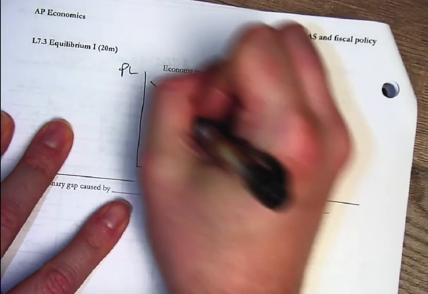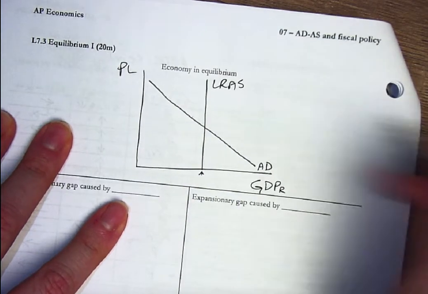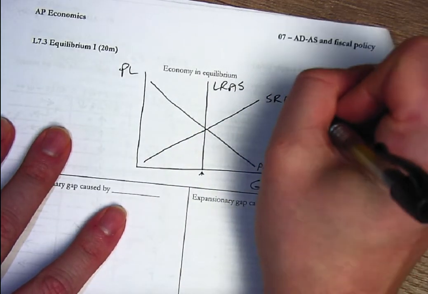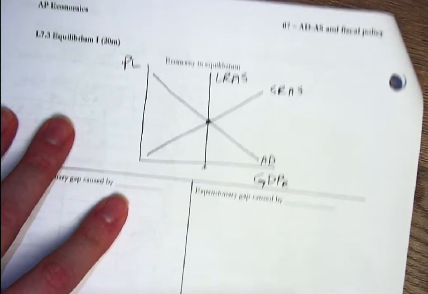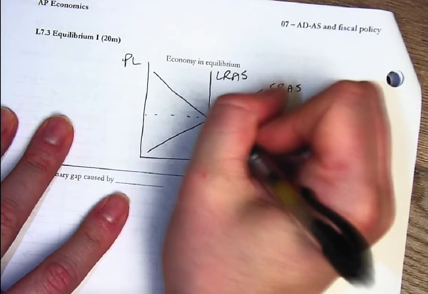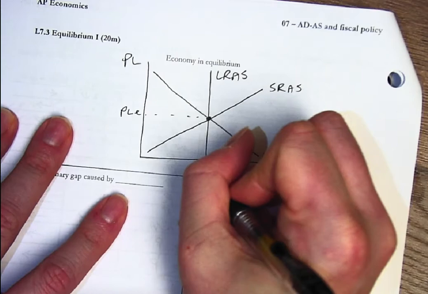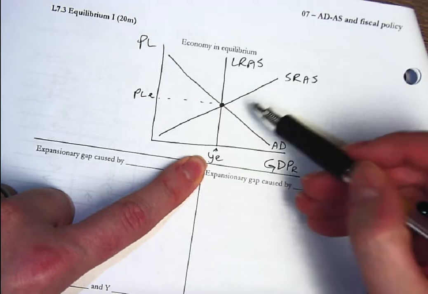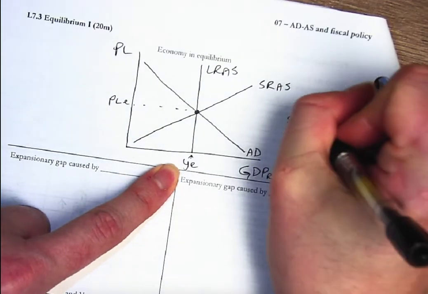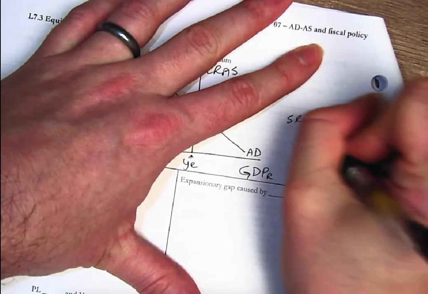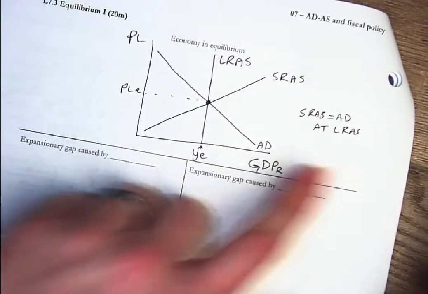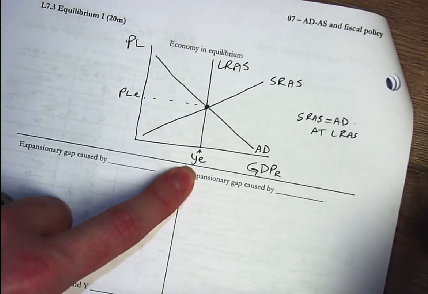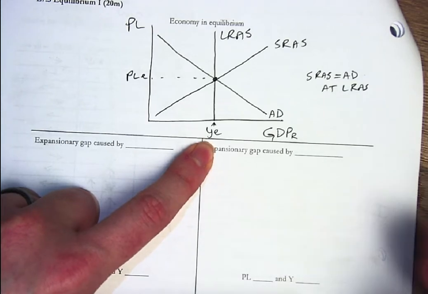And the economy is going to be operating where AD and short run aggregate supply intercept. So in this picture, all three lines cross. The current level of prices in the economy is PLE, and the current level of output is YE. And this tells us that this economy, because SRAS equals AD at LRAS, if these two lines are equal to each other where they cross at LRAS, that the economy is in long run equilibrium. So we're not in a recession, we're not in an expansion.